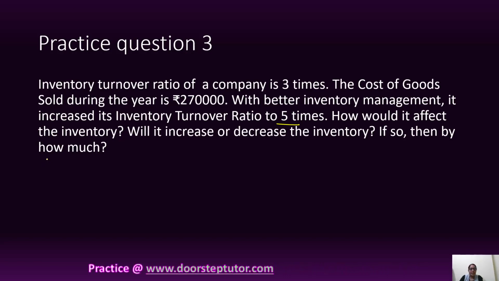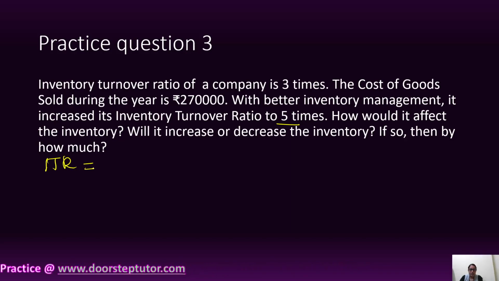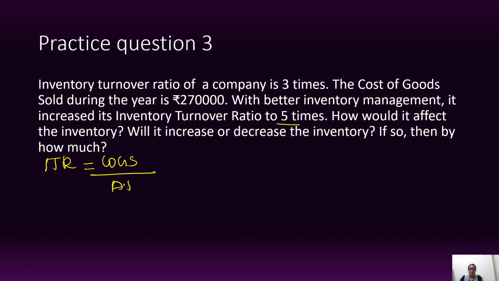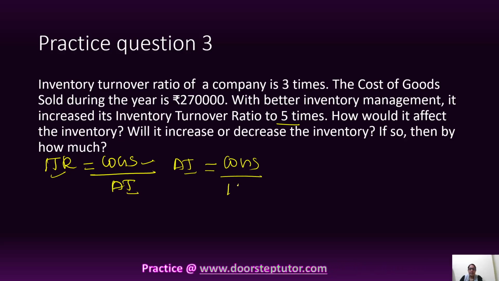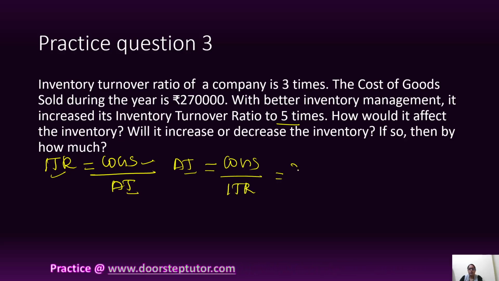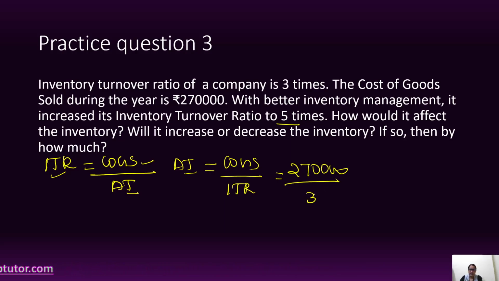Let's see. Inventory turnover ratio is cost of goods sold divided by average inventory. We are given the ratio, we are given the cost. So what is the average inventory? Cost of goods sold divided by the inventory turnover ratio. 2,70,000 divided by 3, that is 90,000.